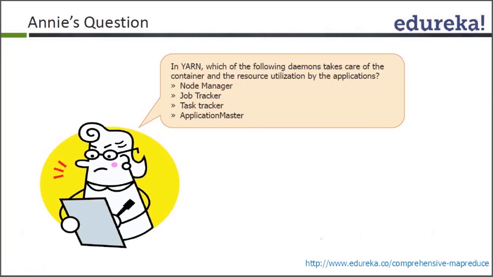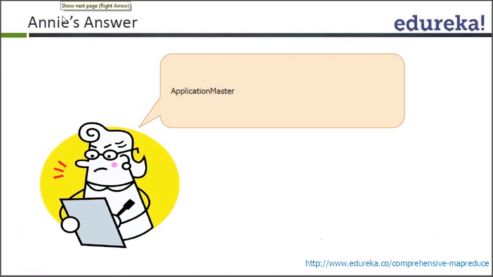So in YARN, which of the daemons takes care of the container and the resource utilization by the applications? Look at the word applications. Focus on the word applications over here so that your concepts will be clear. Who will take care of the container? That is your map and the reduce container, and the resource utilization by the applications. So this should be very clear. It is actually the application master.